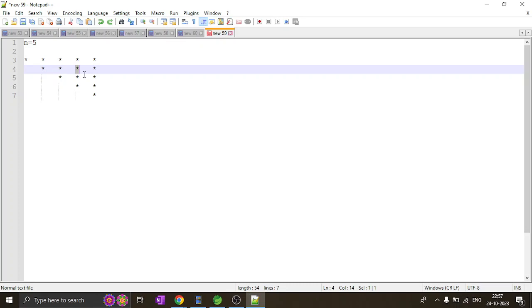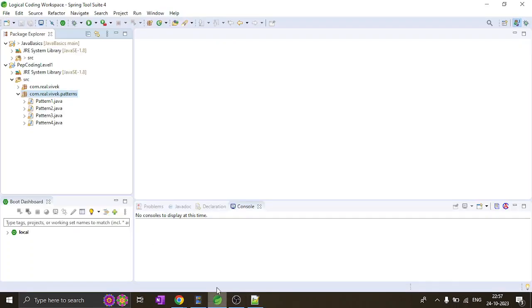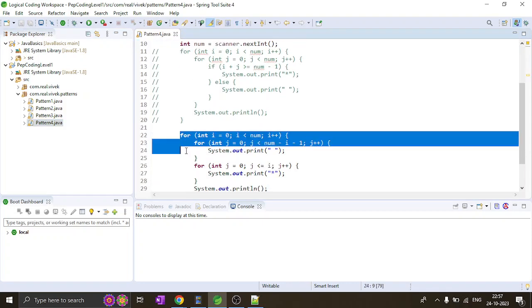Let's consider this star now. The value of I is 1 and j is 3, so 1 comma 3, right? So the trait that we can see in these patterns is I is always less than j or I is equals to j for all the stars that are going to be printed. So let us try to do that approach first.